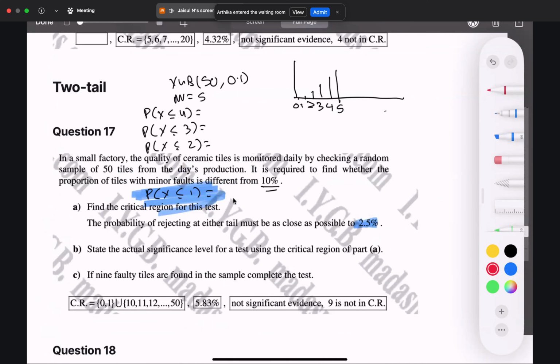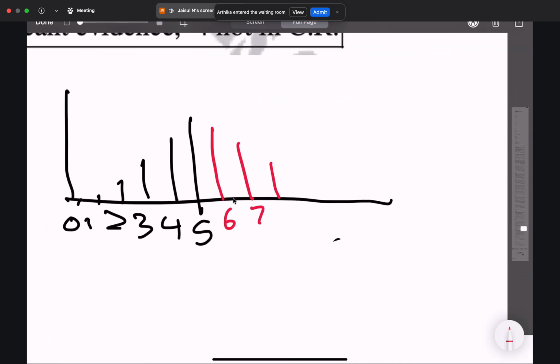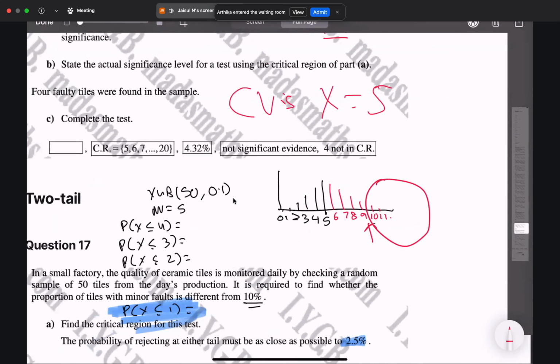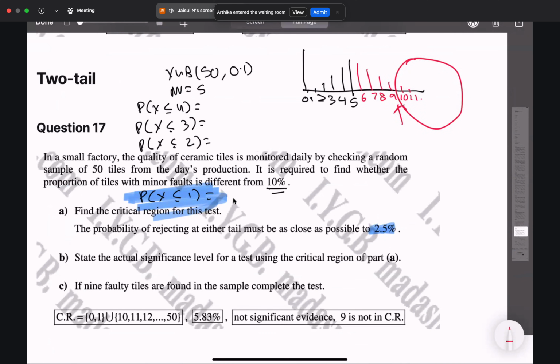Then on the right tail, if I'm expecting 10% with minor faults, 6 wouldn't surprise me, 7 probably wouldn't surprise me, and then I'm just looking for which one would surprise me. Whichever ones are below 0.025, that would be my critical value. So it turns out it was 10, 11, 12, up to 50.